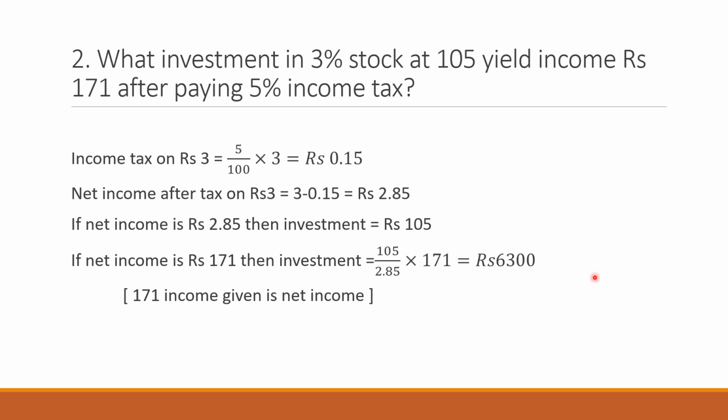What you have to take into consideration is that this 171 income which is given in the question is the net income, because they are clearly mentioning 171 after paying 5% income tax. So you calculate the income which is given to you, 3, then calculate the net income. For that you have to calculate the income tax, subtract the income tax from your income, and then you get your net income. Now compare this net income to your investment, and this is how you solve the question.